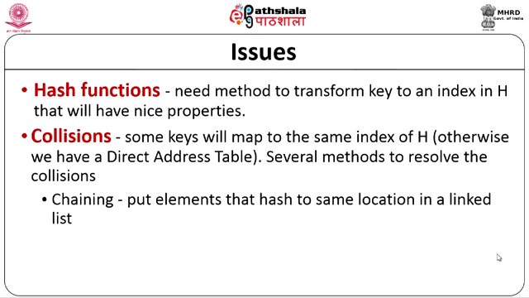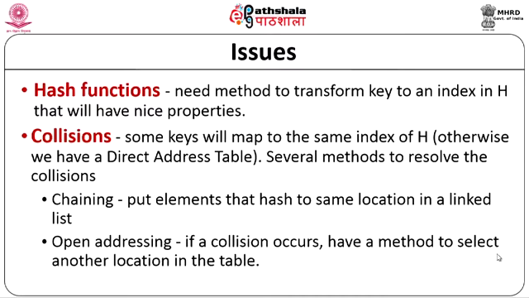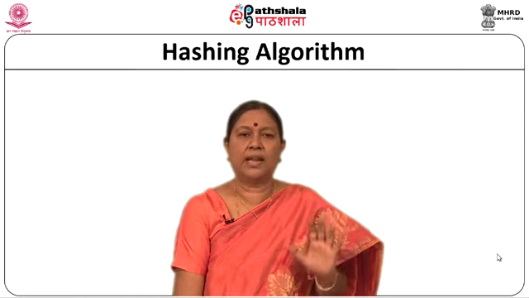The methods of overcoming or resolving collisions are, first, to put the elements that hash to the same location in a linked list, which is called chaining. Then there is another method called open addressing: if a collision occurs, you find another location for the key in the same table. We will come to collisions later, and we are not discussing this in detail in this module. Here we are going to talk more about the hash functions. So, let us look at the hashing algorithm.